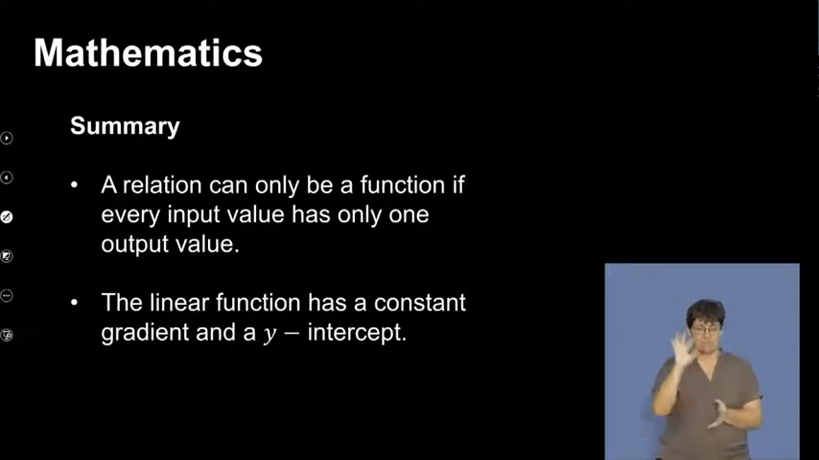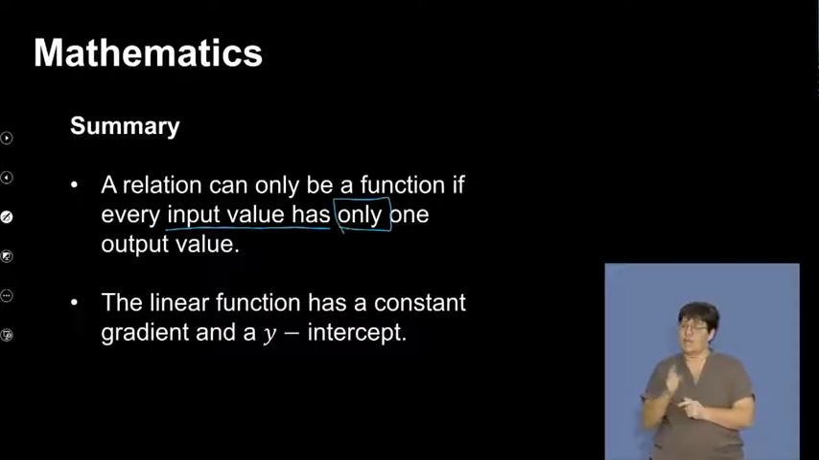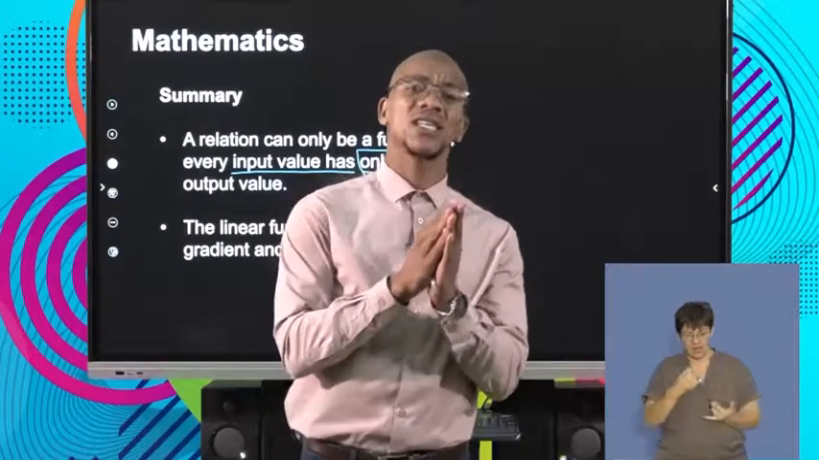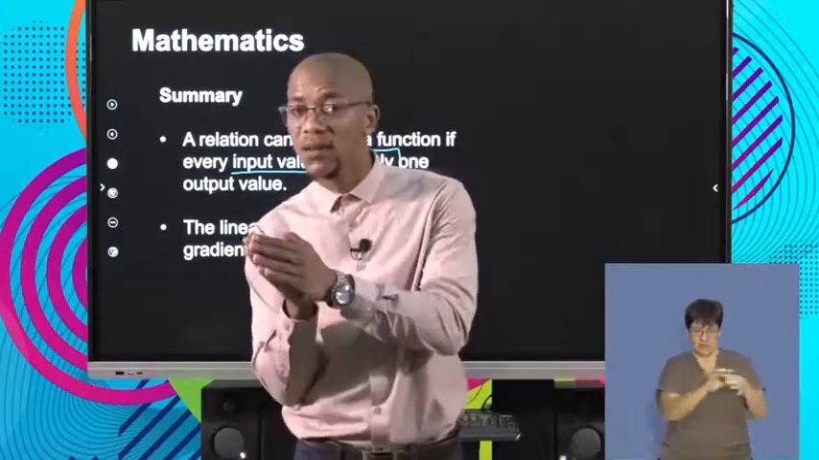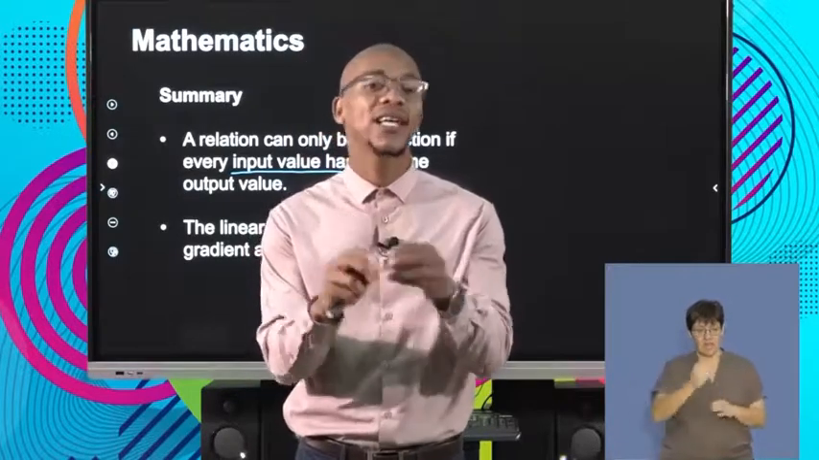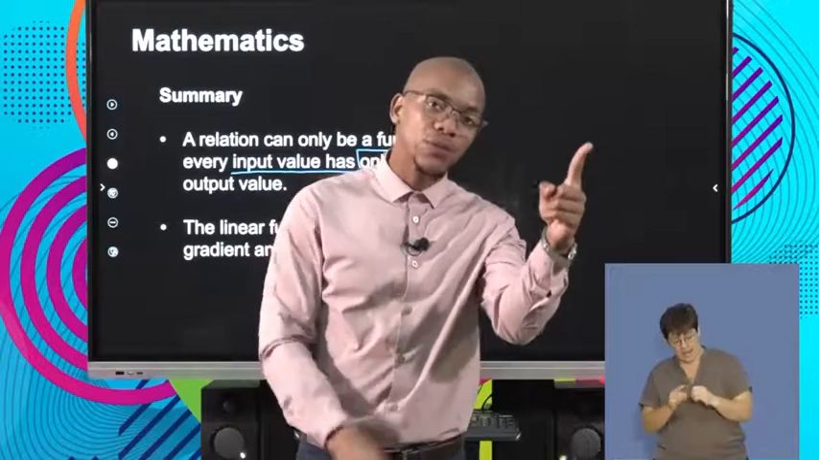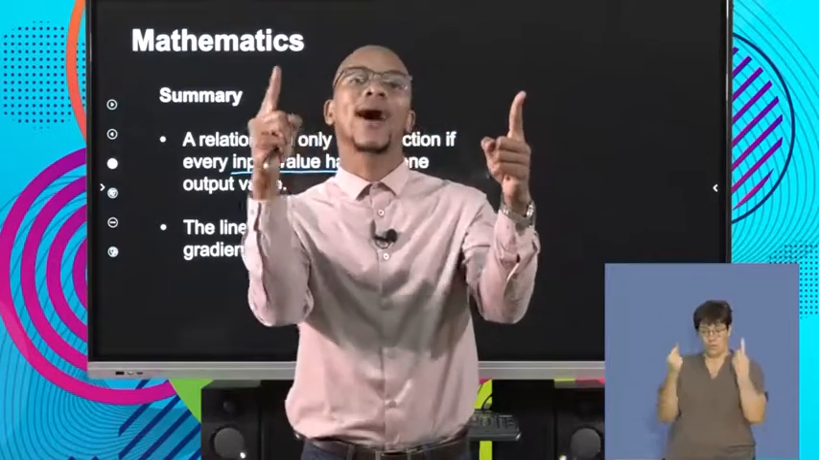Now, just to summarize what we've looked at, guys, and then I'm going to give you one more example that I want us to please quickly look at. A relation can only be a function if every input value has only, guys, the golden word here is the only one output value. If it has more output values, then you are no longer talking about a function. Now you are just talking about a relation, right? For that relation to be classified as a function, one input must always give me only one output.